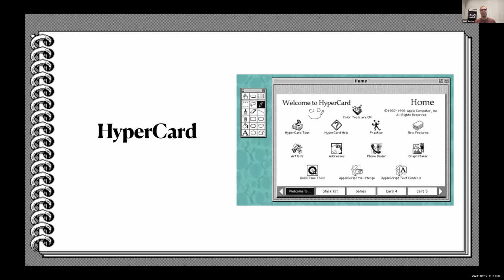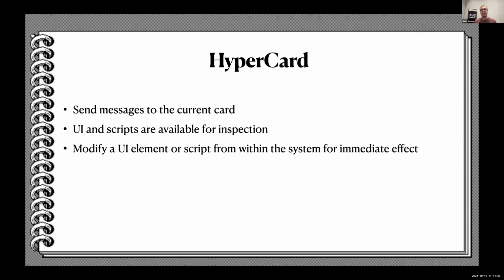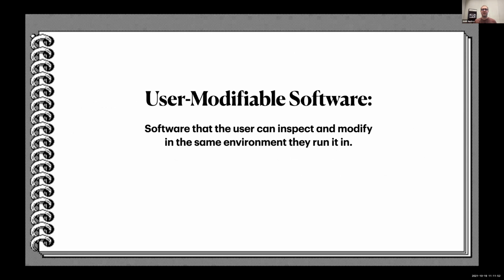As I looked into this, I was reminded of a system that I used growing up, HyperCard, and some interesting similarities. The fact that you can send messages actively to the current card that you're on, just as a user. The fact that UI and scripts are all available for inspection, and the fact that you can modify a UI element or script from within the system for immediate effect. And so all of a sudden it occurred to me, the thing that most of y'all are already aware of and researching, the concept of user-modifiable software. I'm using this term in this presentation to refer to any software where the user can inspect and modify the software in the same environment that they run it in. And when I saw this pattern, I wanted to dig deeper and find out more.